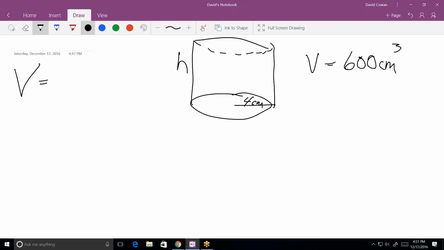I could have a triangular base. And as long as it had an equal and opposite triangle on the other end, then it's the area of that triangle times the height. That's what the volume of all prisms is.